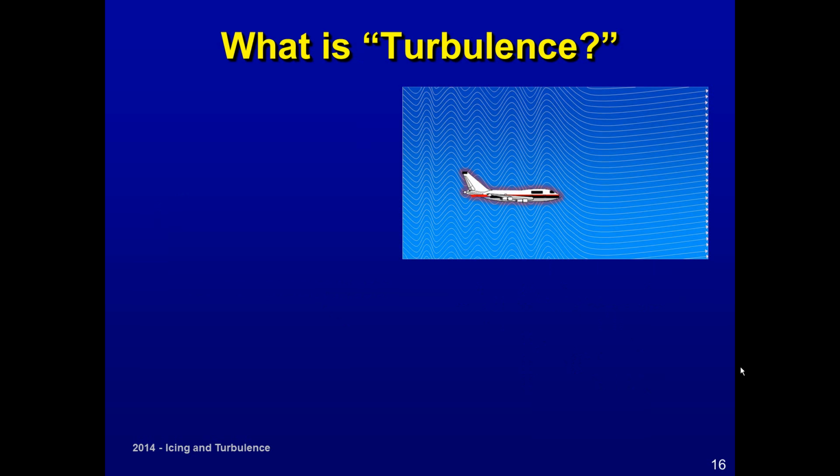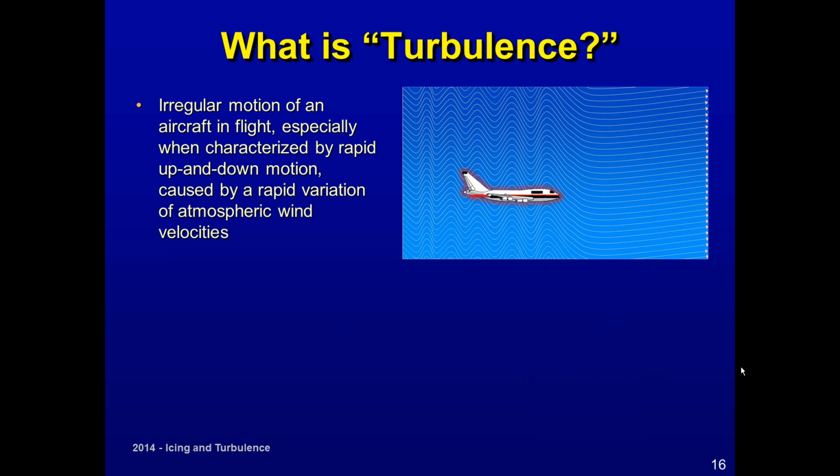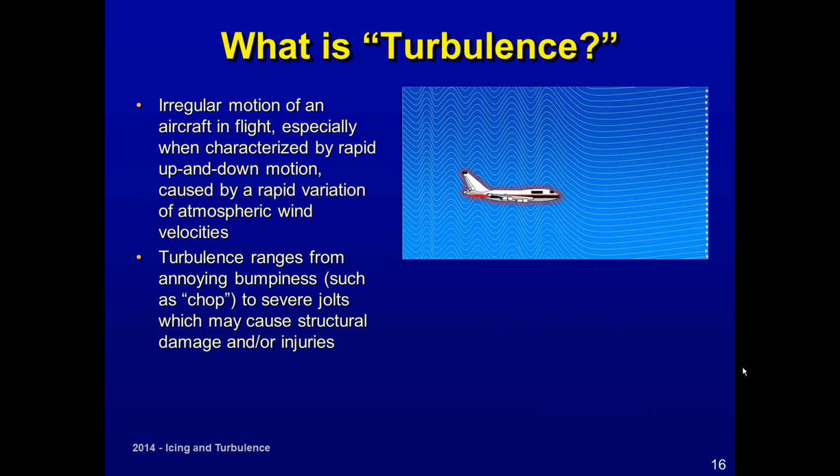Now let's talk about turbulence. What is turbulence? Turbulence is the irregular motion of an aircraft in flight, especially when characterized by rapid up and down motion, caused by a rapid variation of atmospheric wind velocities. It ranges from annoying bumpiness, such as chop, to severe jolts which may cause structural damage and or injuries.